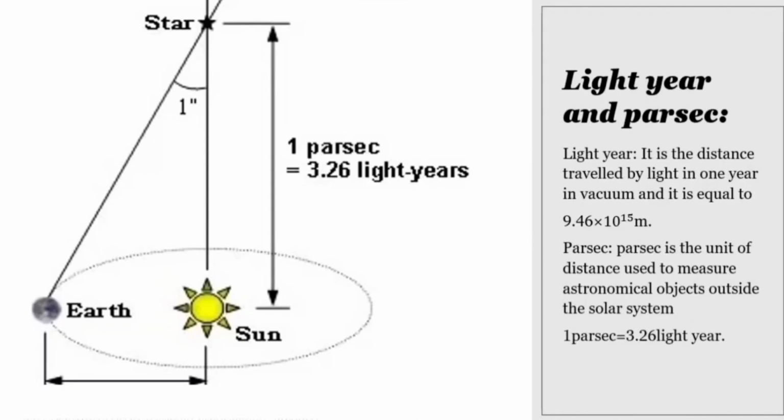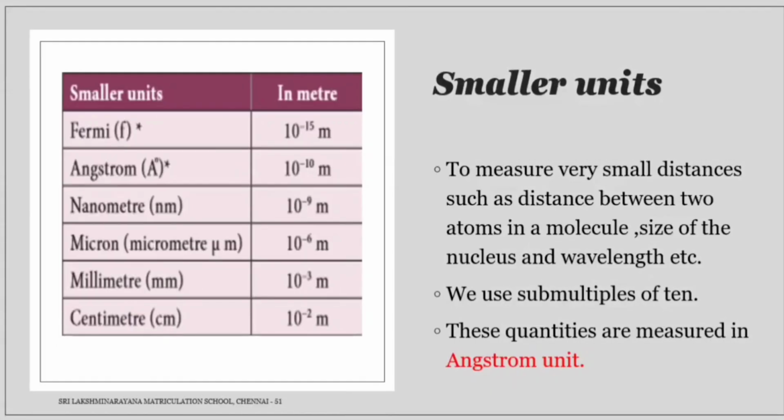Light year and parsec. Light year is the distance traveled by light in 1 year in vacuum, and it's equal to 9.46 × 10^15 meter. Parsec is the unit of distance used to measure astronomical objects outside the solar system. 1 parsec is equal to 3.26 light years.